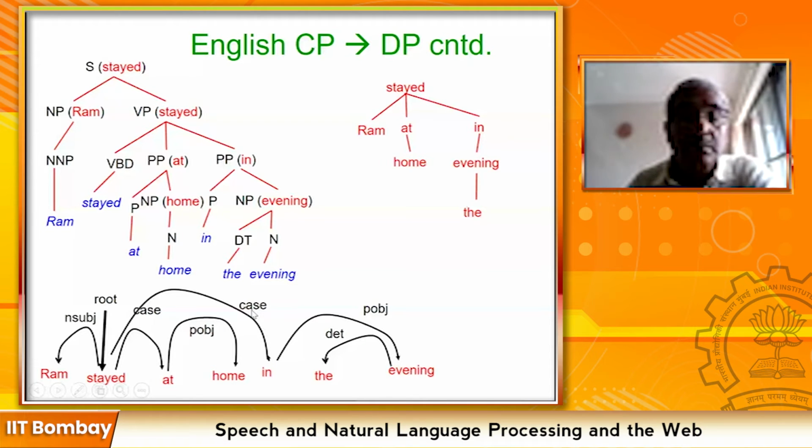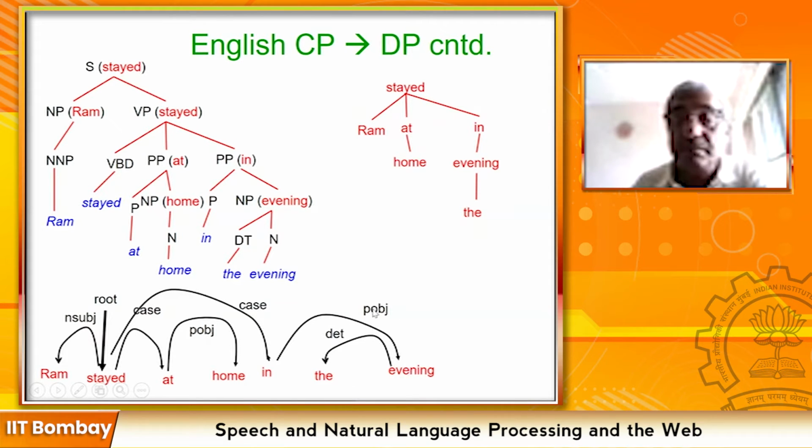Now, at to home is what is called the POBJ, preposition object. Any preposition needs a noun phrase to come after it. That is the requirement, or the akanksha. It's called akanksha in our Indian linguistic tradition, Sanskrit. So at has an akanksha of a noun. That is home, and the relationship is POBJ. Similarly, in has akanksha for a noun, that is evening. POBJ, preposition object, comes. And DET is the determiner, which links evening with the.